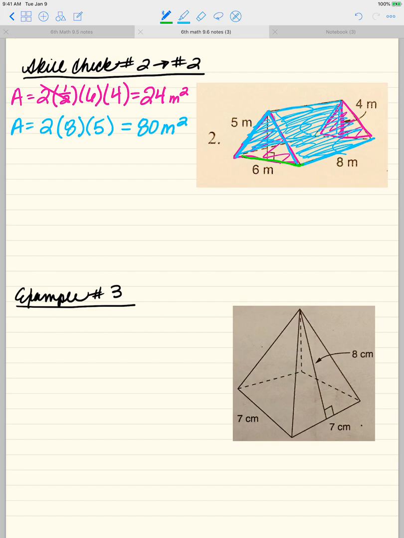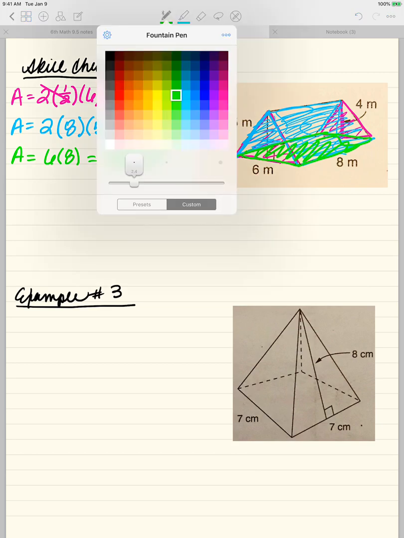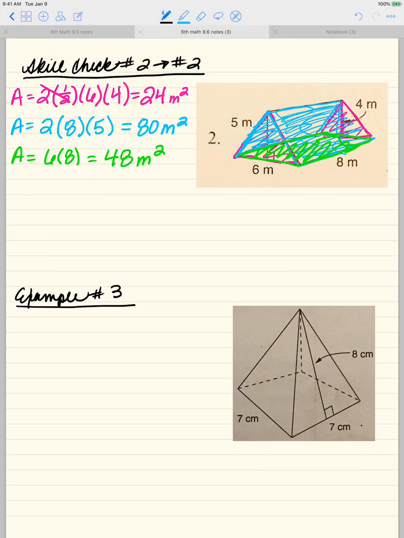And then we have a rectangle on the bottom. Okay, we have this rectangle down here, and we just have one of those. So the area of that rectangle is length times width, so 6 times 8, which is 48 meters squared. Now we're just going to add all of those together. 24 plus 80 plus 48 is equal to 152 meters squared.